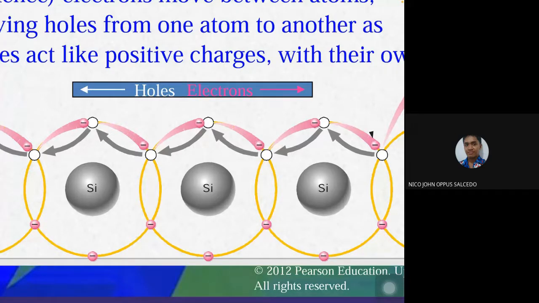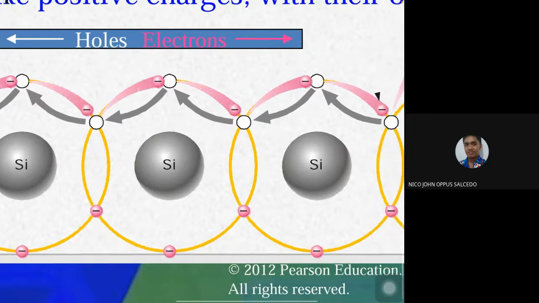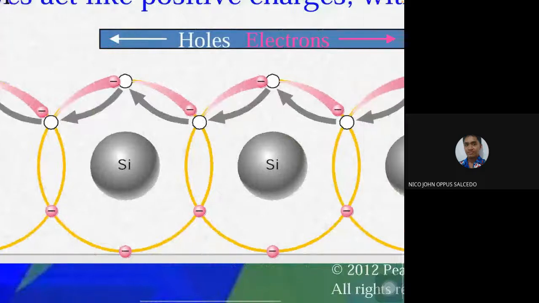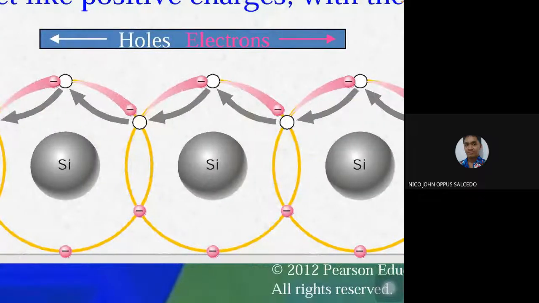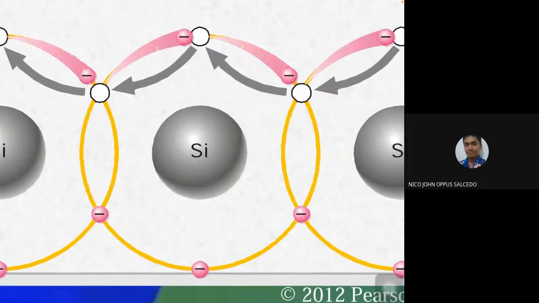So meaning, if this silicon is in the middle, and it has a neighboring silicon on its right, and a neighboring silicon on its left, and also on top, and also a silicon on the bottom, so we have a covalent bond. The silicon in the middle is supposed to have four, right?